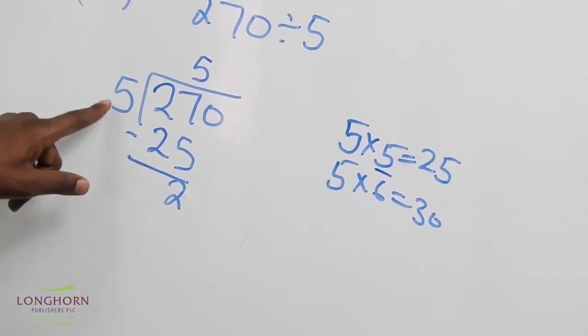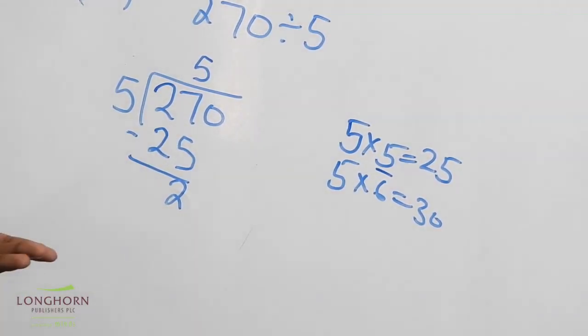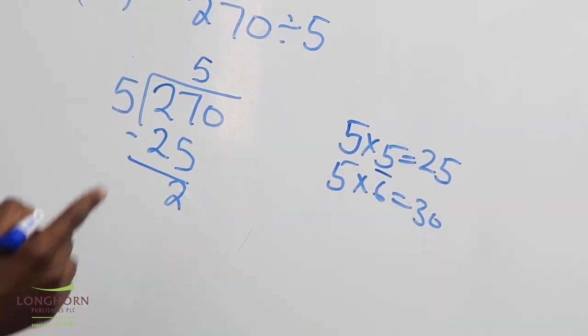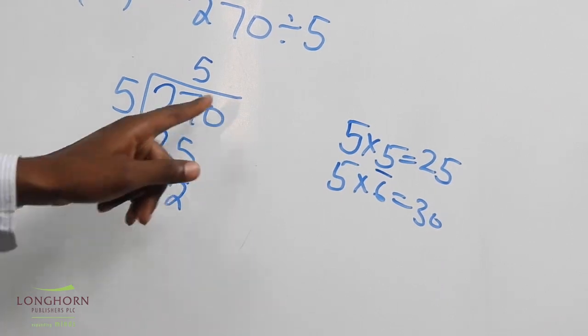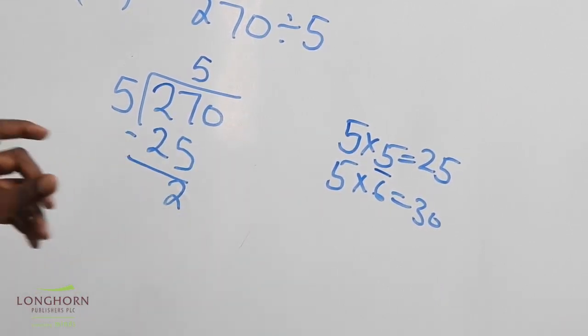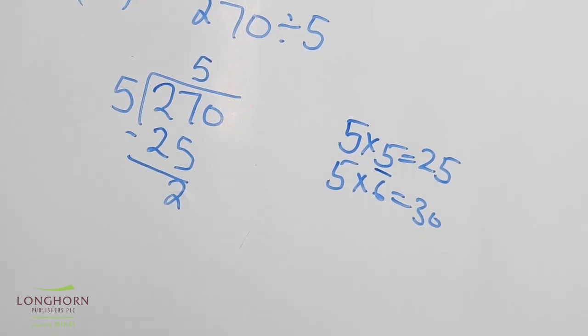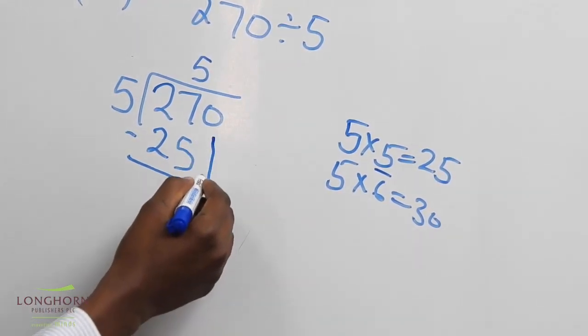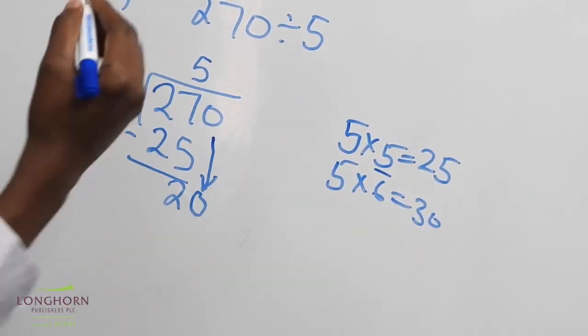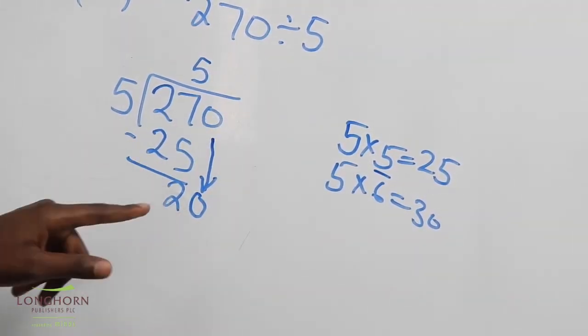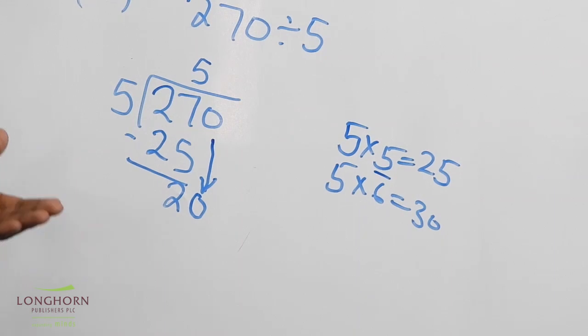Again, 5 divides into 2 0 times, but we don't write that 0. Instead, we drop this 0 because if we drop it, it will have a significance in such a way that 2 will become 20. Now let us drop it. If you drop 0, we have 20. Now you see, from 2, after dropping 0, we now have 20, which is a very significant number.